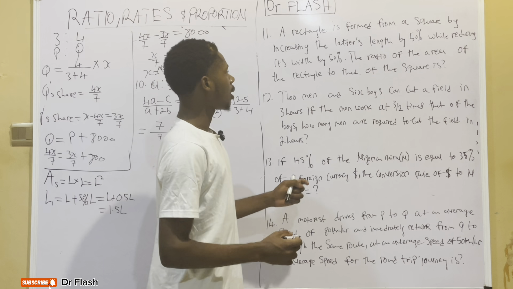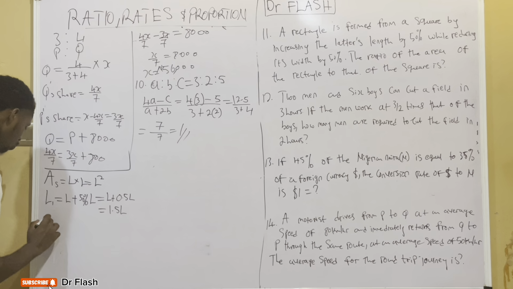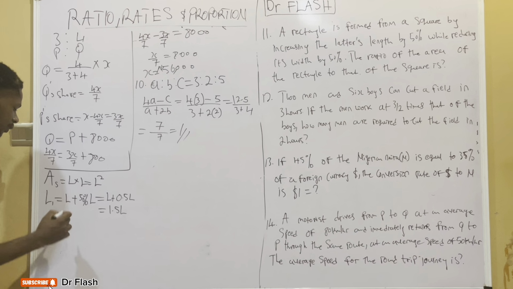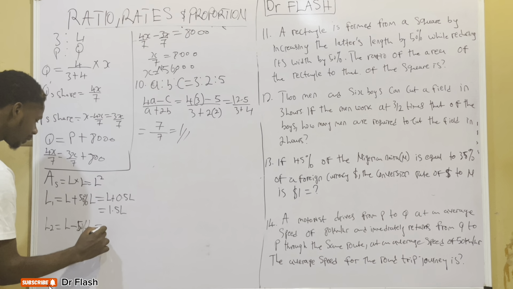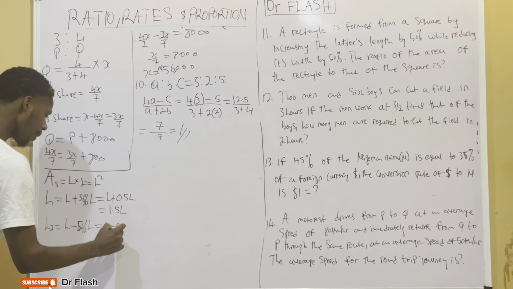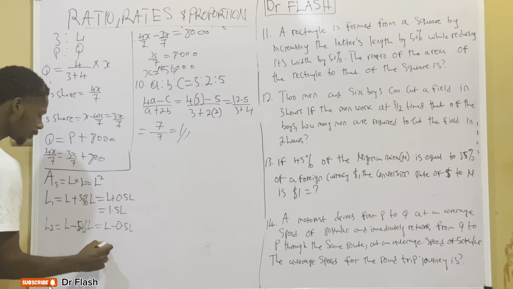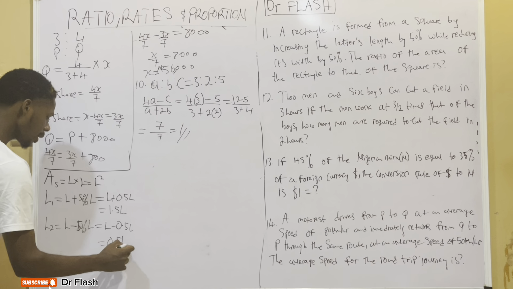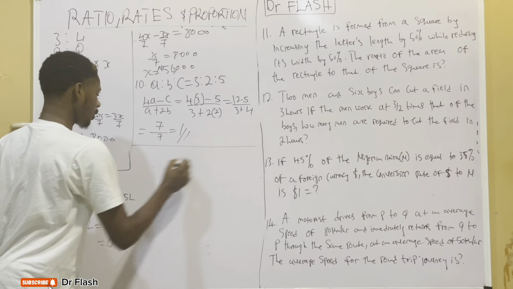Now the width is being reduced by 50%. So the width, which we are going to call L2, is being reduced by 50%. So that's L minus 50% of the initial length. And that's going to equal L minus 50%, which is L minus 0.5 L, is equal to 0.5 L. Okay, so now what will be the new area of the rectangle?